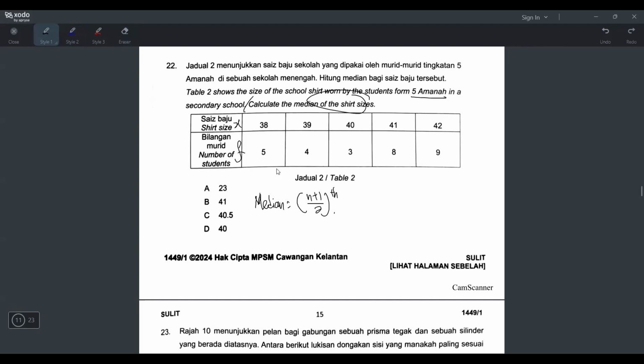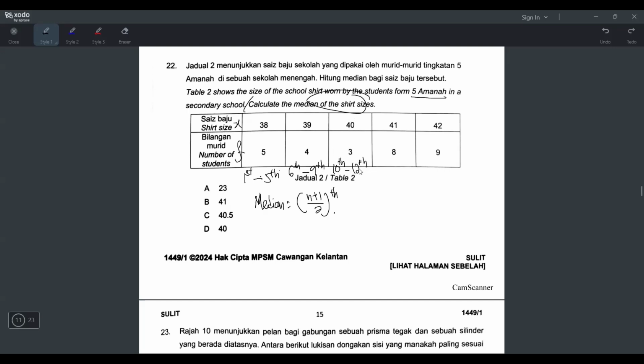So let's write down the kedudukan first. So we all know from the first number until the fifth number, dia mesti 38. Right? Because the first 5 numbers is 38, 38, 38, 38, 38. Right? Starting from the sixth number until the ninth number, it will be 39. Right? Six number, seven number, eight number, nine number, ini semua adalah 39. Because 5 plus 4 give you 9. Right? And then starting from 10 number until which number is 40?